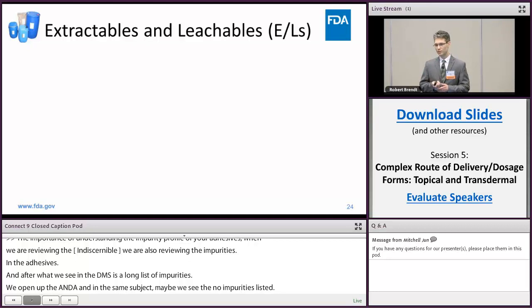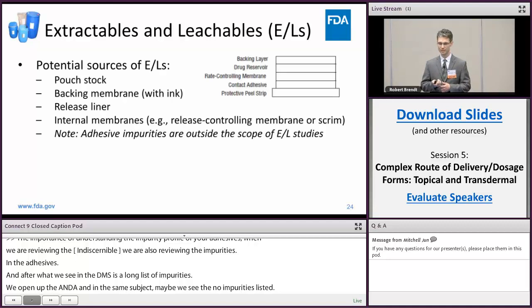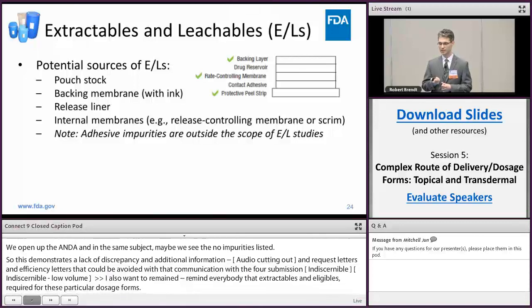I also want to remind everyone that extractables and leachables are studies that are required for these particular dosage forms, and that involves looking for extractables that may come from the backing layer, any rate controlling membrane or scrim, the release liner, pouching stock, and ink.